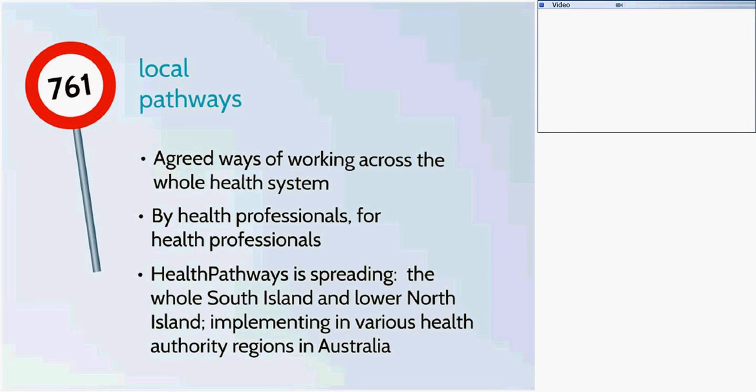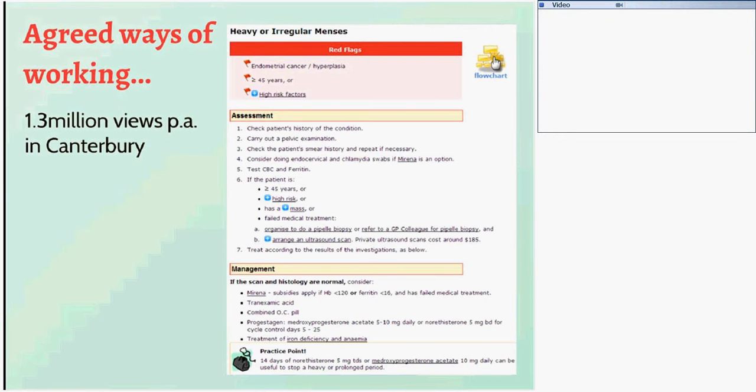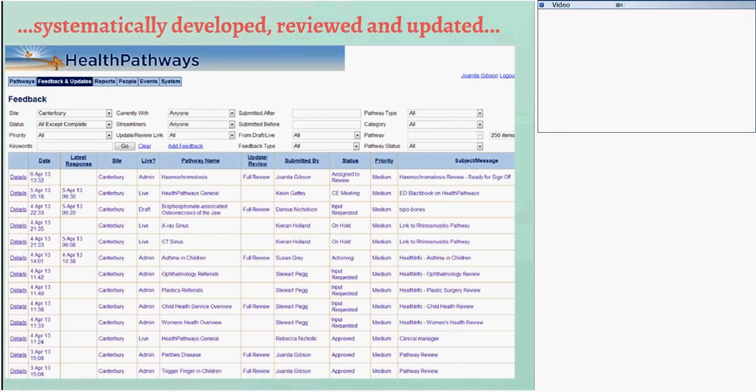An important part of this process is finding the beginning of people being able to let go of their history, their baggage, and to start engaging with the question: so how am I going to be part of changing the health system? Today we've got 761 health pathways live. In January 2009, we had 8. There are agreed ways of working across the health system, developed by health professionals for health professionals, and that is now across the whole of the South Island and most of the North Island of New Zealand, and currently every state in Australia. The access to that in Canterbury is 1.3 million views per annum.